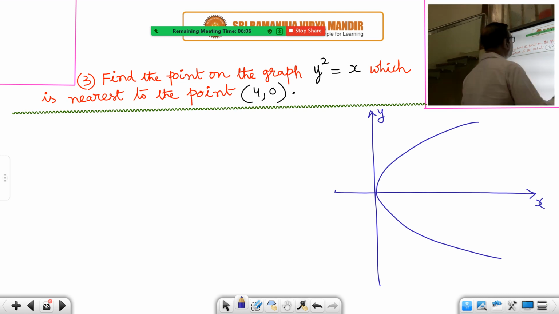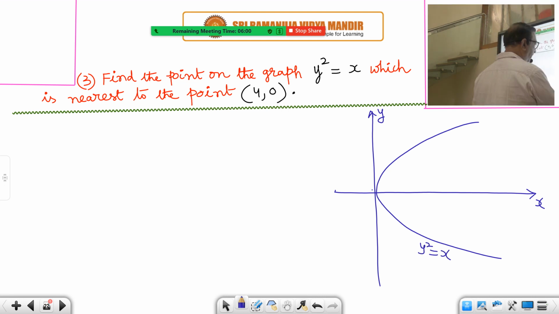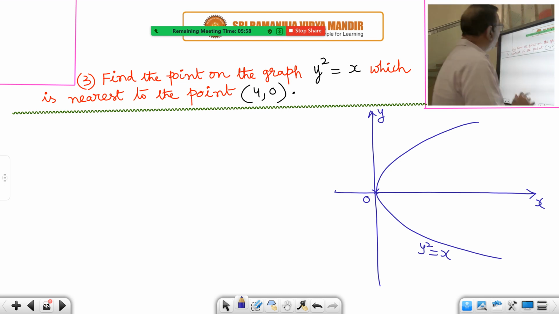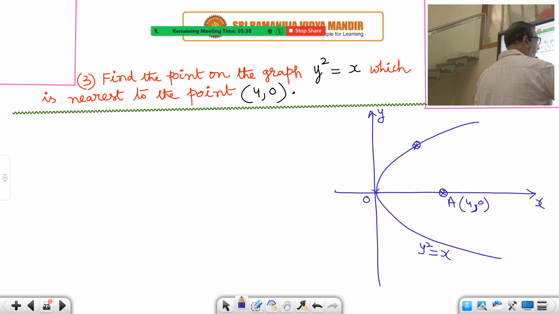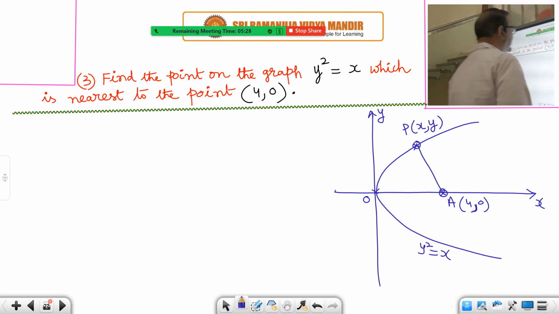Okay, let us see. This is the curve y square is equal to x. Origin here. Find the point on the graph y square is equal to x which is nearest to the point 4 comma 0. So suppose 4 comma 0 is here, A. It is on the x-axis, is it not? 4 comma 0 means it is on the x-axis. Suppose P x comma y is the nearest point to 4 comma 0. That means the distance AP is minimum.